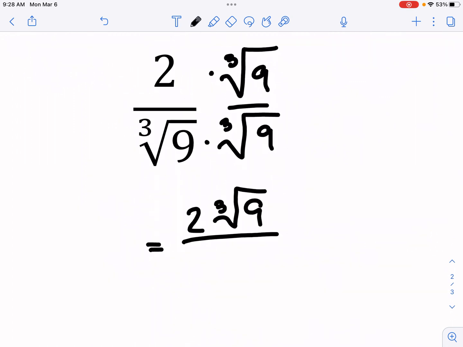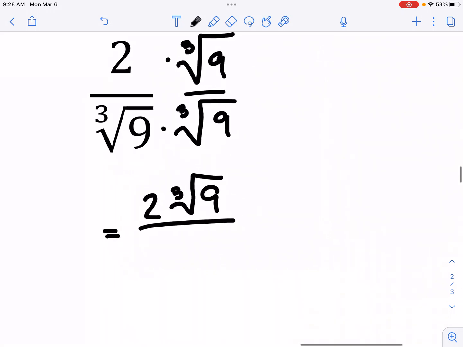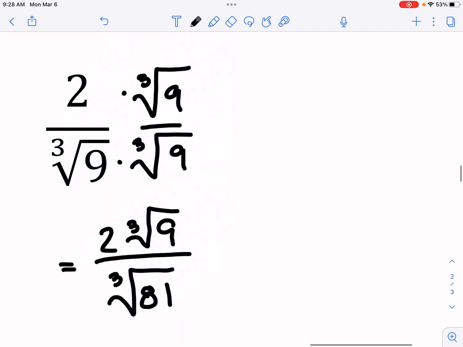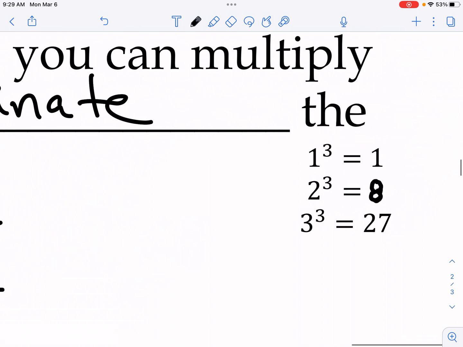For the denominator, though, we have cube root of 9 times cube root of 9. That's going to actually work a little bit differently, though. So we're going to have cube root of 9 times 9 is 81. Okay. It's at this point that we try to see what we can simplify. The reason I wrote this here is that we're going to use this one here.